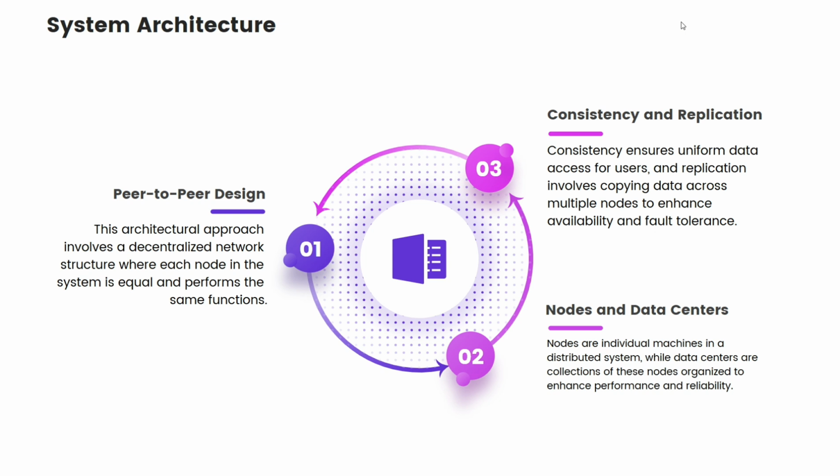And nodes and data centers. Nodes are the individual machines, individual servers you can say. A number of nodes are grouped to form a data center. This structure helps with load balancing and redundancy. Coming to consistency and replication, data is replicated across multiple nodes to ensure fault tolerance and high availability. If any one node fails, there is no problem. Another node can take over easily, so there is no way there could be any data loss or failure.